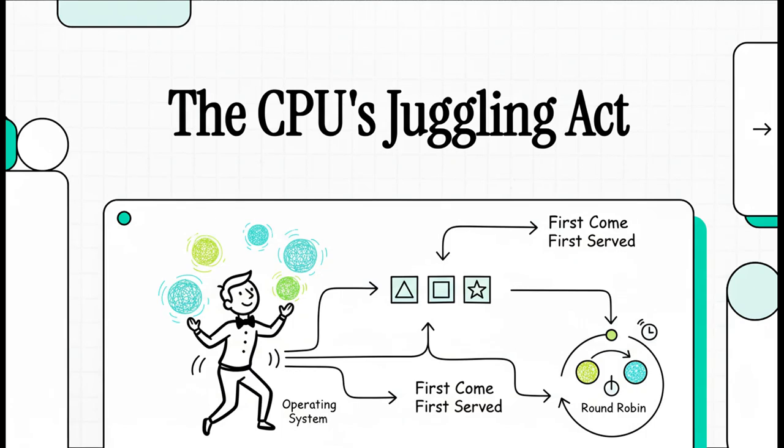Have you ever wondered how your computer can juggle, I don't know, a dozen different apps without even breaking a sweat? It seems kind of like magic, right? Well, it's not. It's a brilliant illusion, a high-speed juggling act that's happening inside your CPU. And today, we're going to pull back the curtain and see exactly how that trick is done.